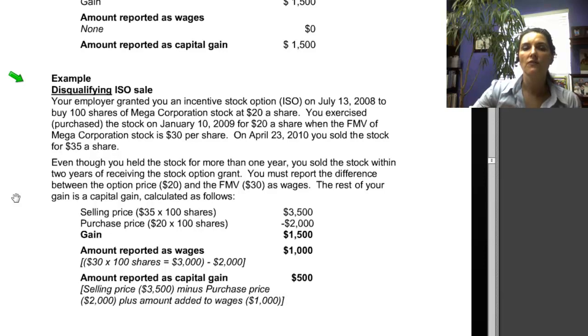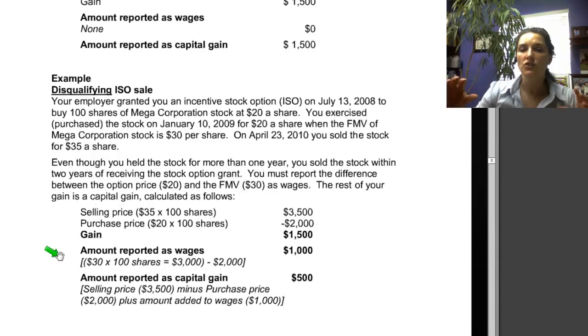Now, even though you held the stock for more than a year, you sold the stock within 2 years of receiving the stock option grant. You must report the difference between the option price of $20 and the fair market value on the date of the exercise, which was $30, as wage income. Then the rest of your gain is a capital gain, and it's calculated as follows. You'll have a sales price of $3,500, and your purchase price is still the same, $20 a share times 100 shares, $2,000. So you still have that $1,500 gain, but how that gain gets taxed is very different.